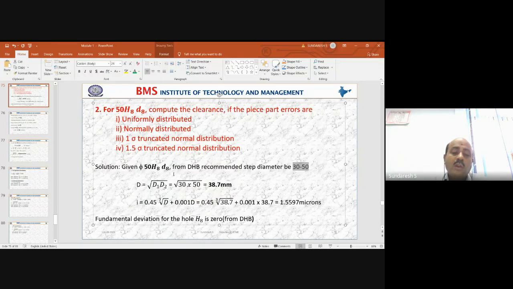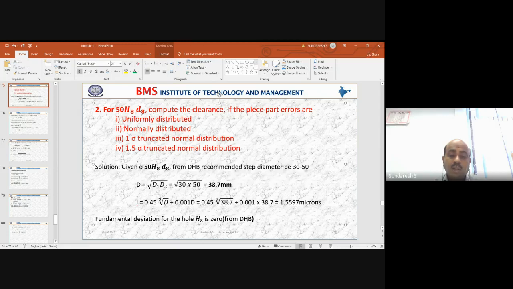Now we have to calculate the diameter D. D is the geometric mean of D1 and D2, where D1 and D2 are the first and last values of the range. The first is 30 and the last is 50, so D1 is 30 and D2 is 50. Please make a note of it, as you have another problem to do shortly. So the square root of 30 times 50 gives you 38.7 millimeter.